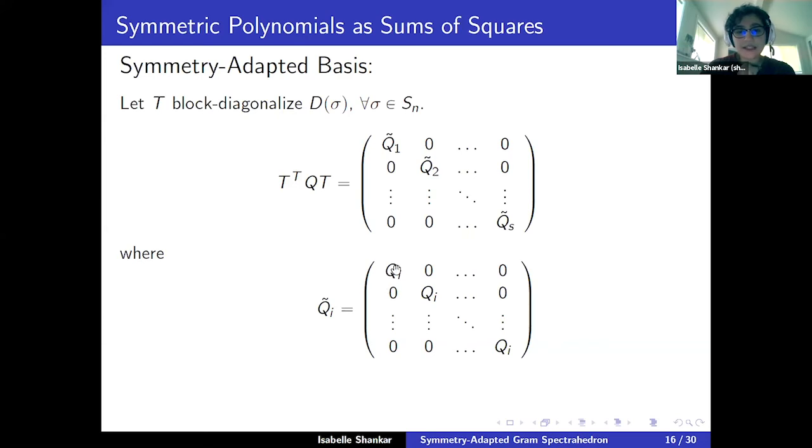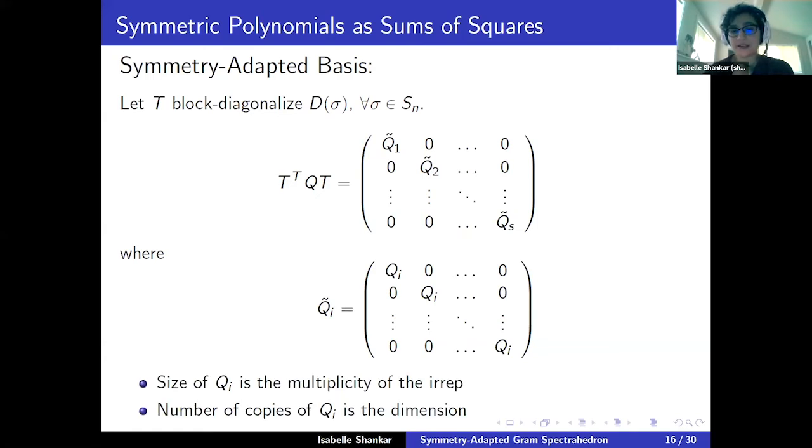And these Qi tildes have copies of blocks Qi in here that are all identical. The number of copies is in fact the dimension of the corresponding irrep. Not only that, but the size of these Qi's is equal to the multiplicity of the corresponding irrep. So let's say for the standard irrep, which is n-1 dimensional, there are going to be n-1 copies of matrices in there, and whatever the multiplicity might be, let's say it's 3, that means these matrices are going to be 3 by 3 symmetric matrices.